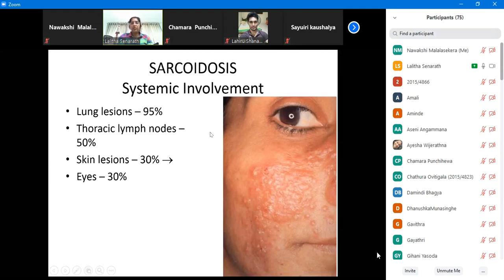This is sarcoidosis. Sarcoidosis is a non-infectious granulomatous inflammatory disorder, fairly common. The lungs are the most common organ to be involved. Therefore, 95% have lung signs. Then thoracic lymph node enlargement in 50%. There are skin nodules like this. Non-infectious granulomatous skin nodules occur in 30%, and eye involvement in 30%.